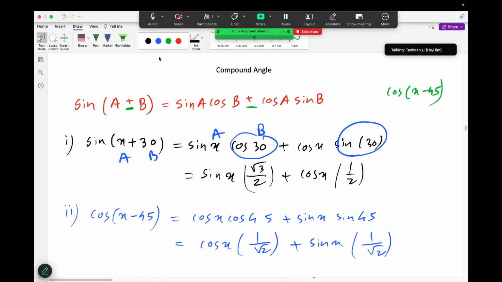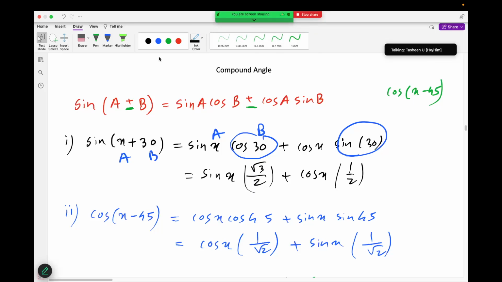They won't accept root 2 by 2. If they see root 2 by 2, they will get to know that you have used the calculator, and they will deduct the marks, because you are supposed to know the exact value for cos 45, 1 by root 2.